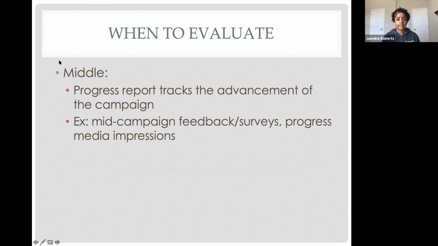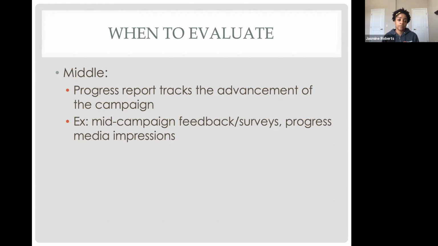Next up, we have at the middle. So again, we evaluate our tactics throughout the implementation process, and that includes in the middle of it. So very similar to those progress reports that we received in elementary and middle school and even high school, the same is going to happen here. So we essentially conduct and create progress reports to figure out whether or not our tactics are still going as planned, and figuring out whether or not the response is in line with what we had hoped it would be. So what does that look like tangibly? Like, how do we evaluate something at the very middle of the campaign?